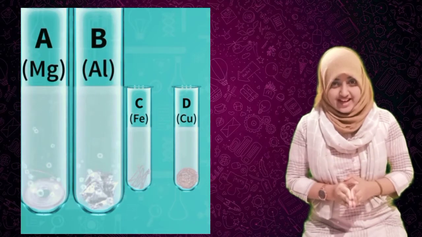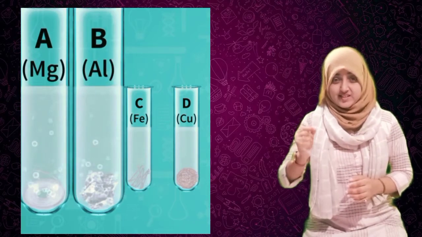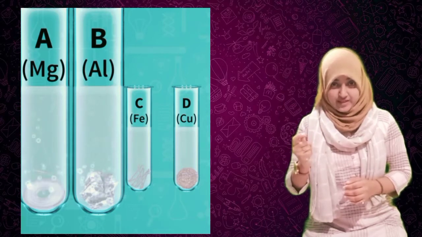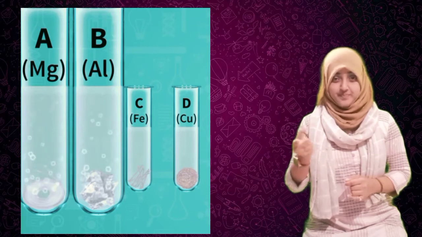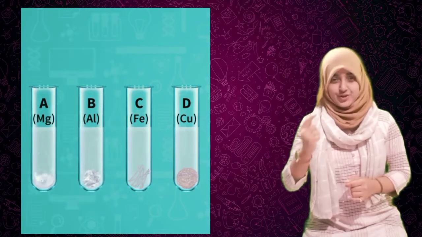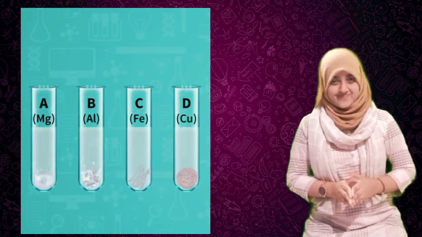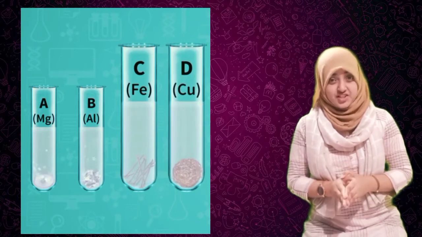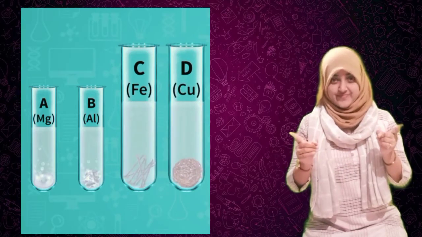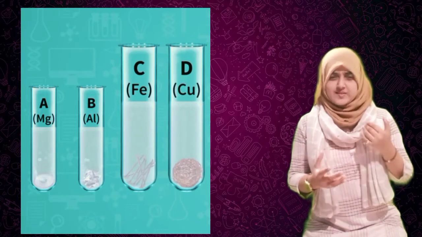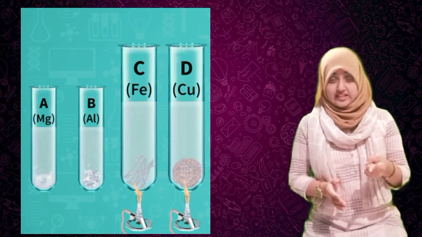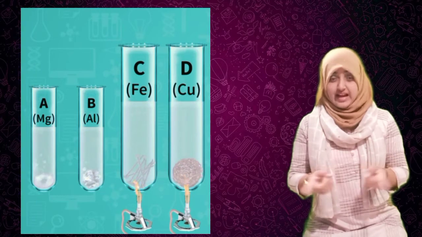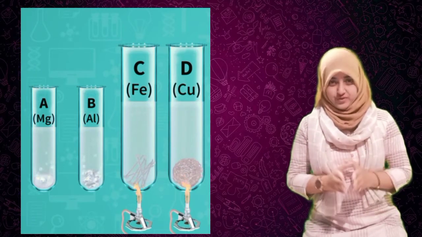We can notice bubbles occurring in test tube A and test tube B, which indicates that magnesium and aluminium have reacted with the hydrochloric acid. But we could not see any change in test tube C and D. So that means some metals react slowly with acids. So let's heat the test tubes C and D and again observe them carefully.